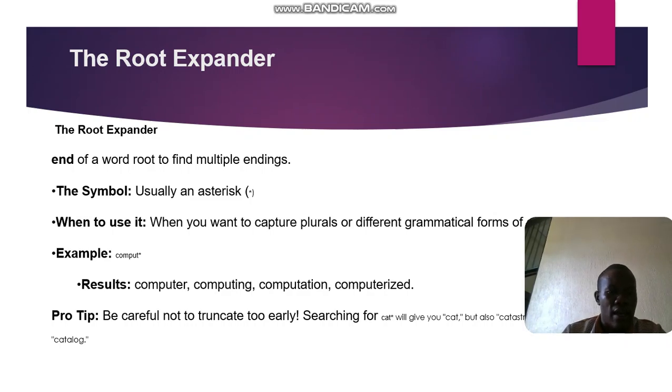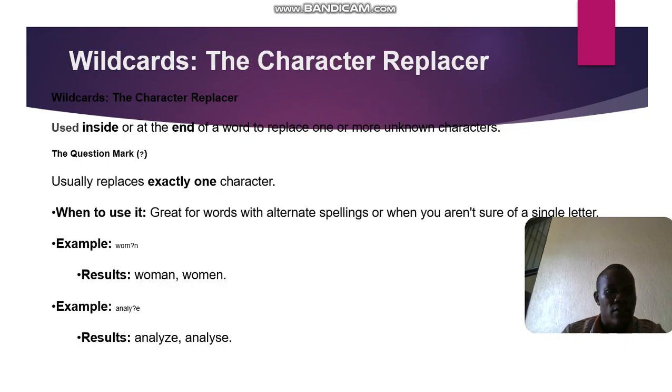Under the pro tip, be careful not to truncate too early, because when you search for cat, C-A-T, it will give you cat, but also catalog. So that is about that.